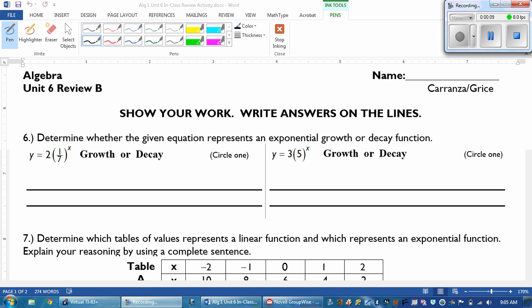Okay, remember to show your work and to write your answers on the line. Now, number 6 is asking us to determine whether the given equation represents an exponential growth or decay function.